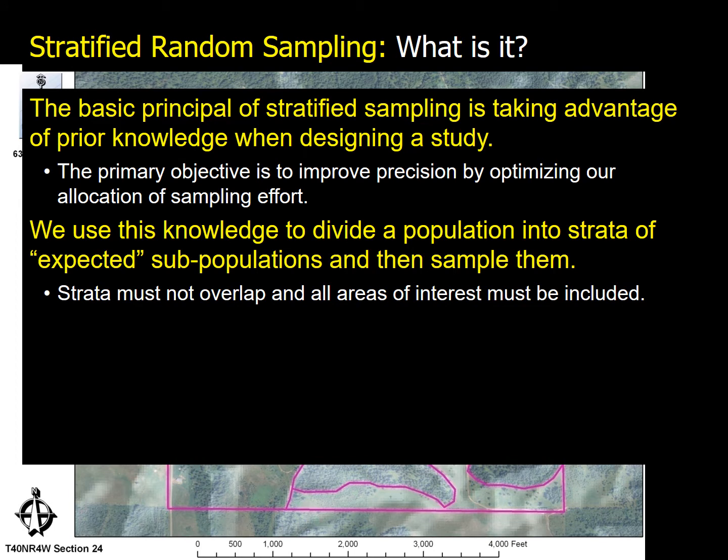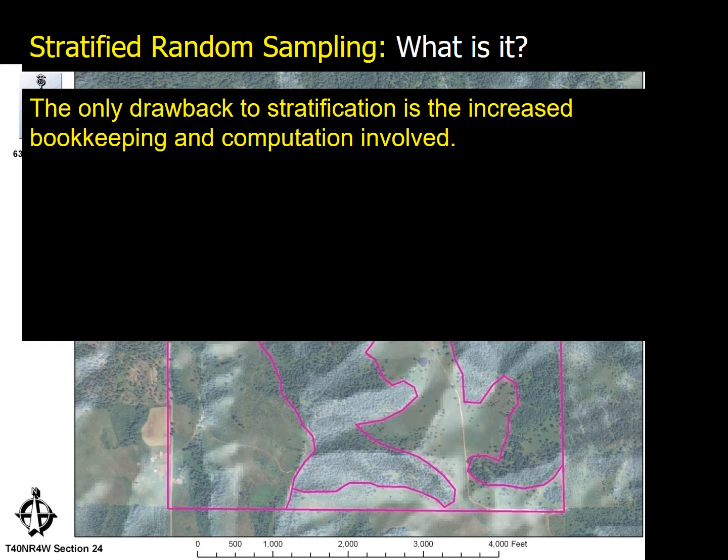By taking advantage of our knowledge about the population, we're able to divide the population into strata of expected subpopulations, or strata with a known range of potential values for sampling. When doing this, strata must not overlap, and all areas of interest must be included. In the big picture, the only drawback to stratification is the increased effort needed for the bookkeeping of the data and computation of the statistics.